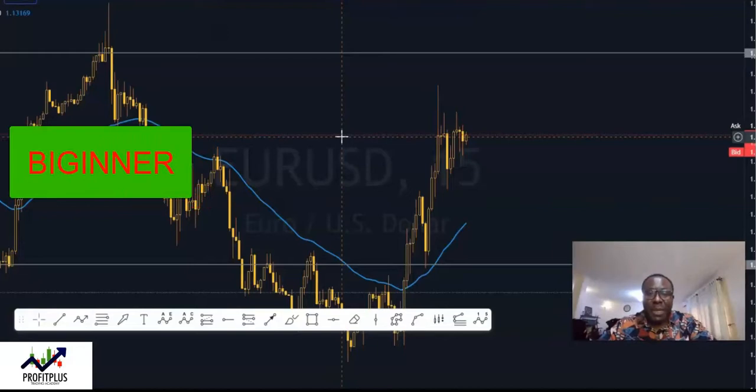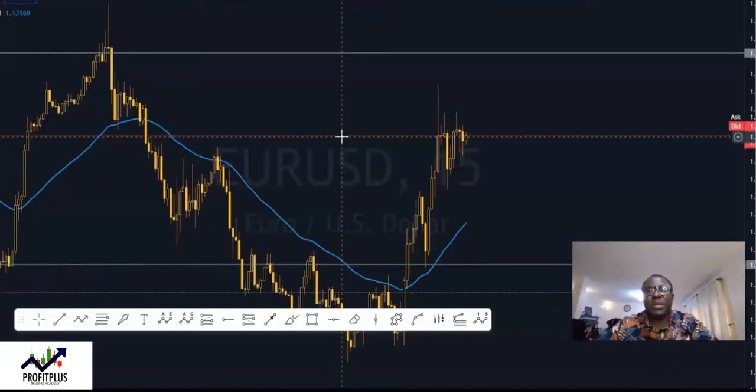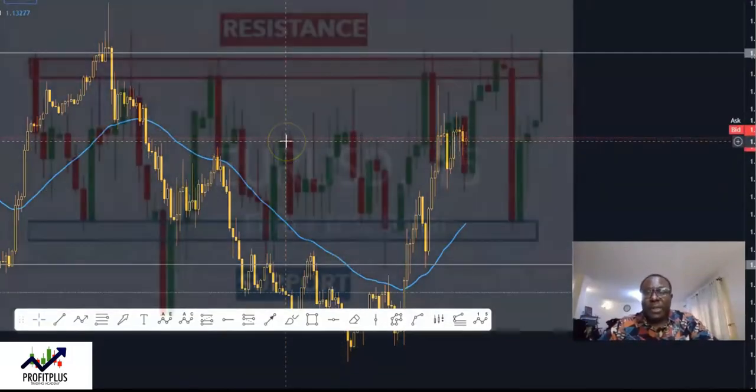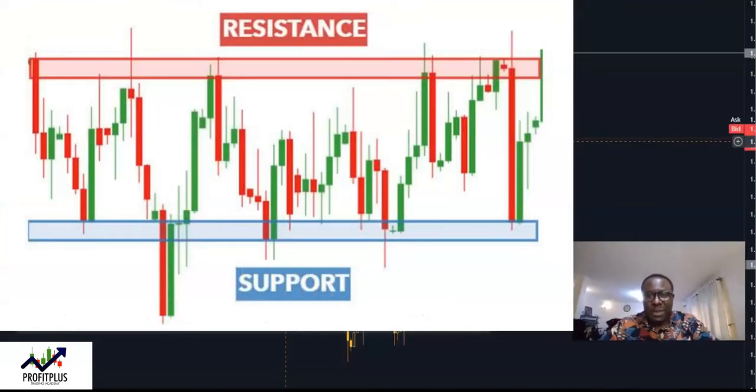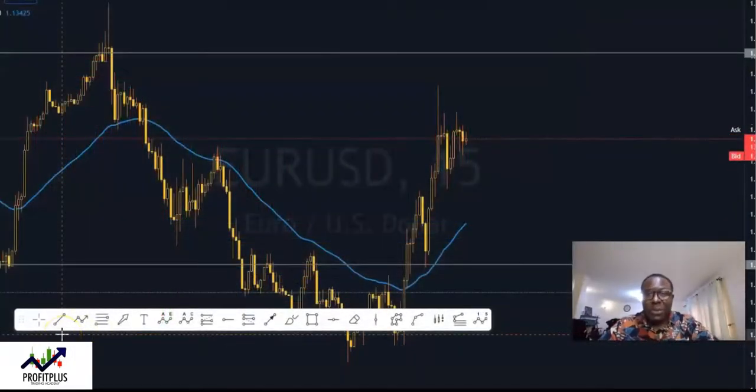Anybody, whether you're a beginner trader or an experienced trader, can use this to trade every day, just structurally. Okay, a few things I need to give you a background on. Number one is the concept of support and resistance. And of course, we have different types of support and resistance. I'll try as much as possible not to make this look so clumsy.